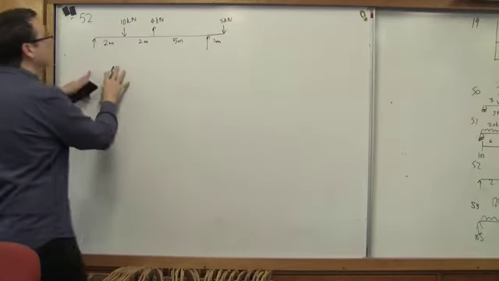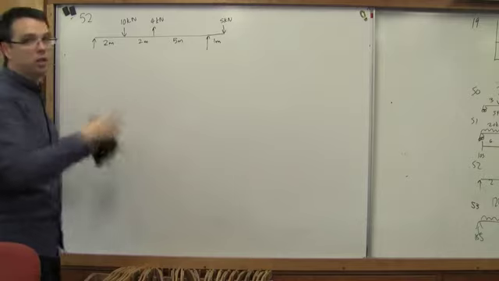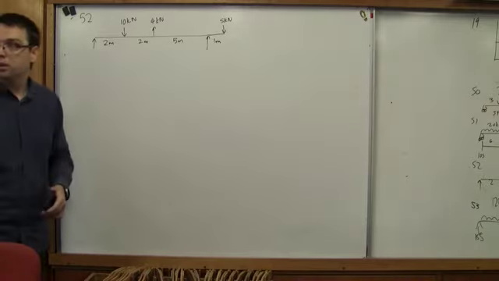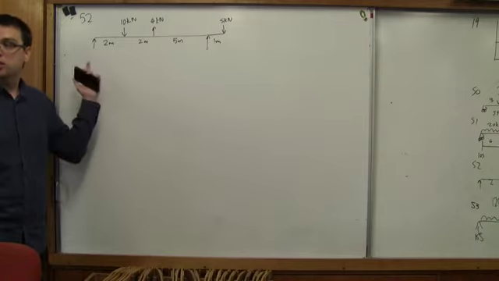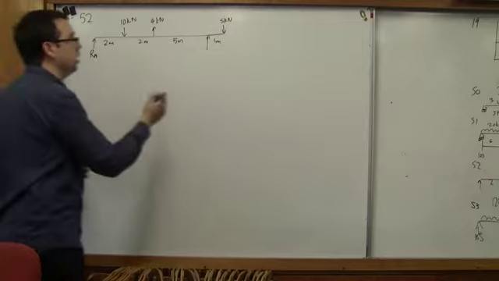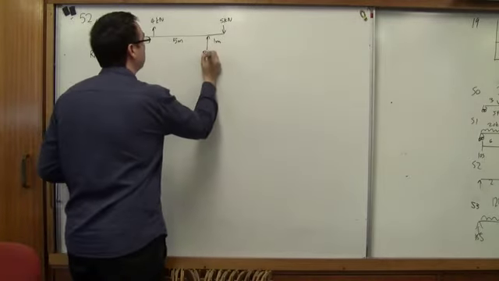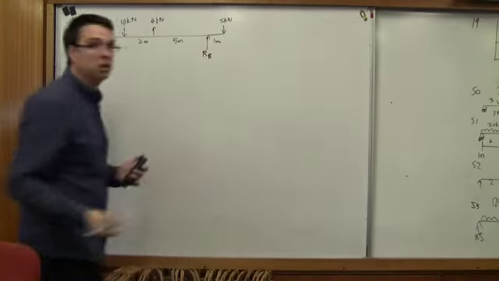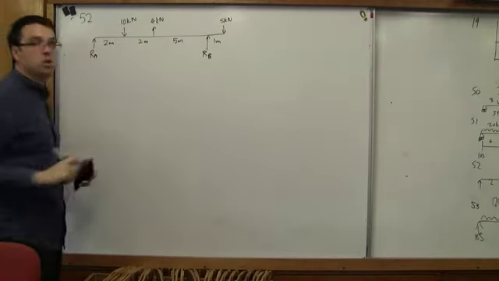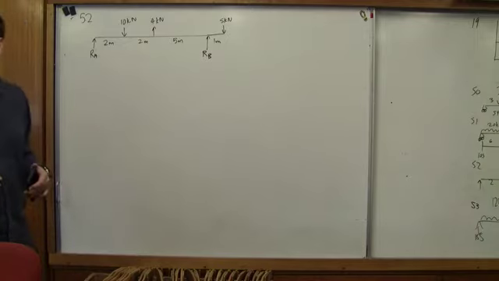Okay, so what we're going to do first is, do we want to find the left or the right reaction? I don't care, you pick. Do they label these with letters? A? Okay, so this is Ra. We're going to start by finding Ra. To do that we're going to take moments about RB.